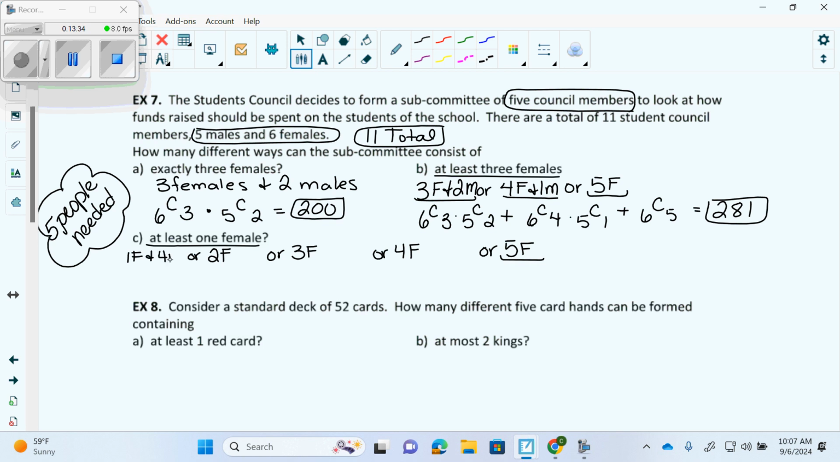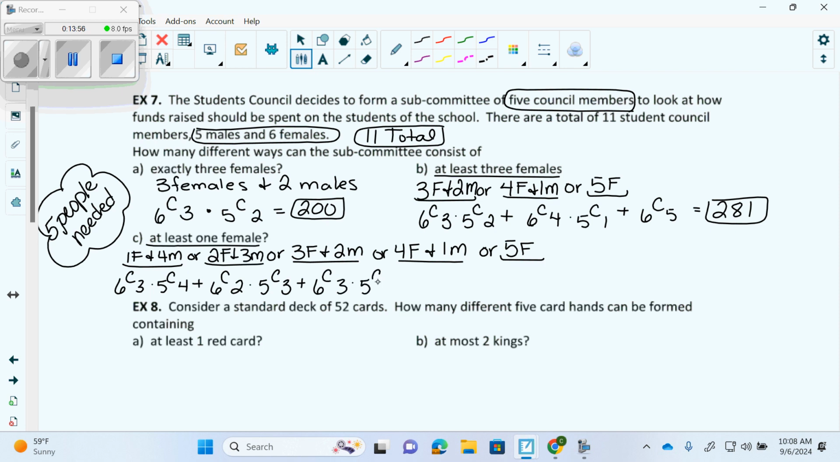Then I have to supplement: 4 males, and 3 males, and 2 males. Then I have 5, and 1 male. Then I have 5. This is a long one. 6C3 times 5C4 plus 6C2 times 5C3 plus 6C3 times 5C2 plus 6C4 times 5C1 plus 6C5 gets you 461.